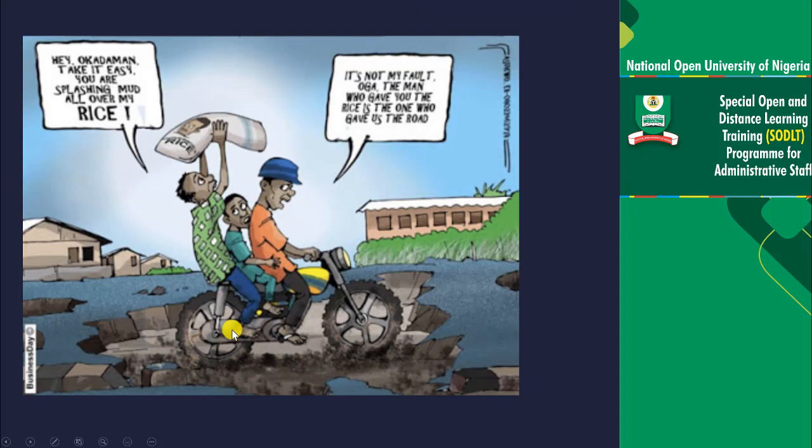Look at this one now. Hey, Okada man, take it easy. You are splashing mud all over my rice. Okada man says, it's not my fault, Oga. The man who gave you the rice is the one who gave us the road, this bad road.